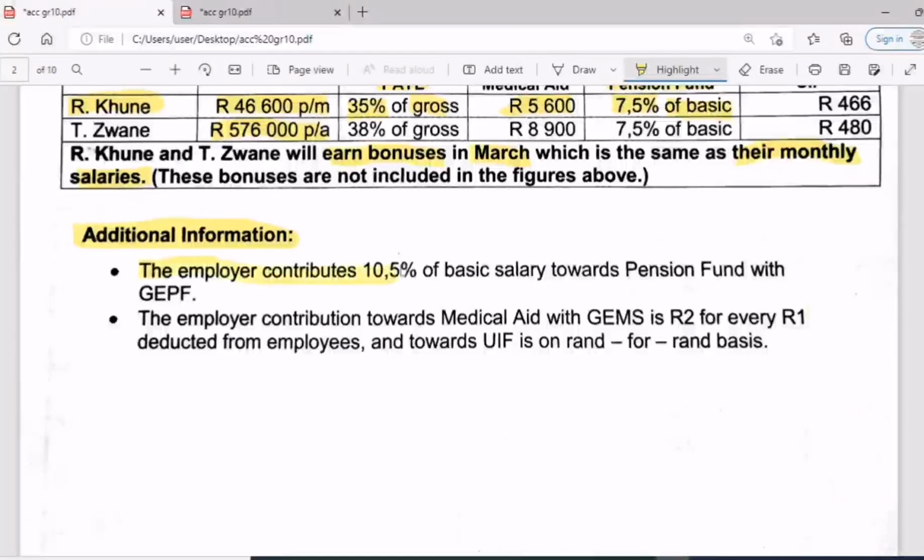So I will read again here. The employer contributes 10.5% of basic salary towards pension fund, with the Government Employees Pension Fund. So the amount contributed by the employer towards the pension fund for employees is 10.5% of the basic salary.